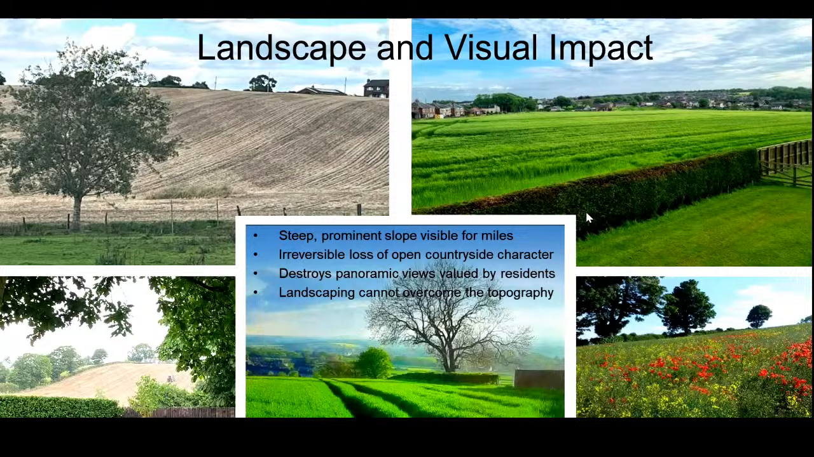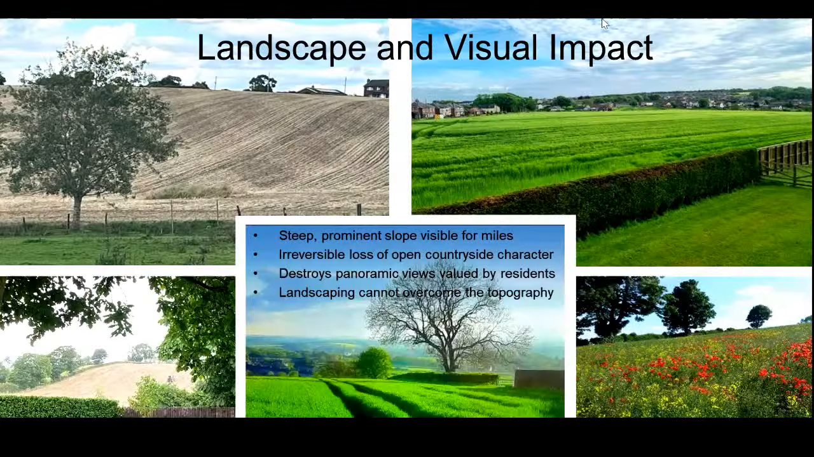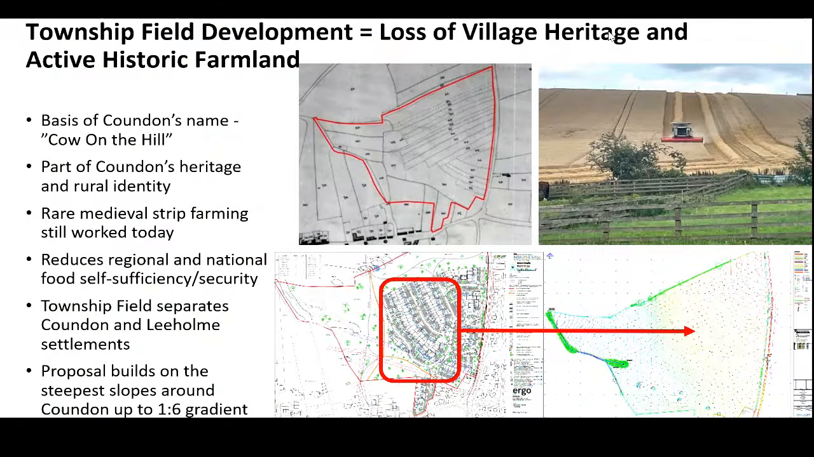Next slide, please. It's still being worked today. These strips of land parcels are part of Camden's history and identity. Losing them would erase an irreplaceable link to our heritage. This field is the reason for our village name, Cow on the Hill, seen from the Bishop's Palace in Bishop Auckland. The field generates crops all year round at a time when the UK government wants to increase food security.